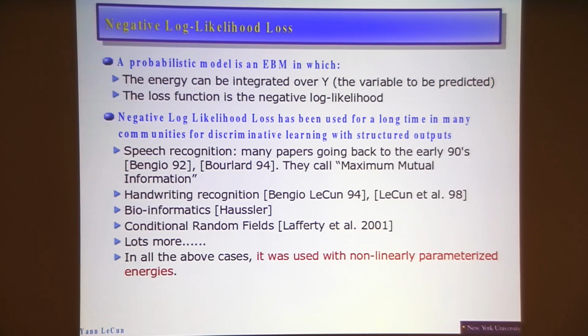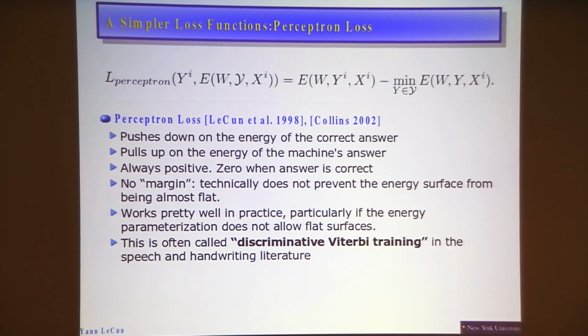This sort of negative log-likelihood loss has been used for a long time in the context of hidden Markov models and things like this, going back to the 80s and 90s, and even combined with hidden Markov models and neural nets. Yoshua Bengio did his PhD thesis on this, essentially, in the early 90s. And there were other applications to bioinformatics, handwriting recognition, and so on. Okay, so here's another cost function you can use.